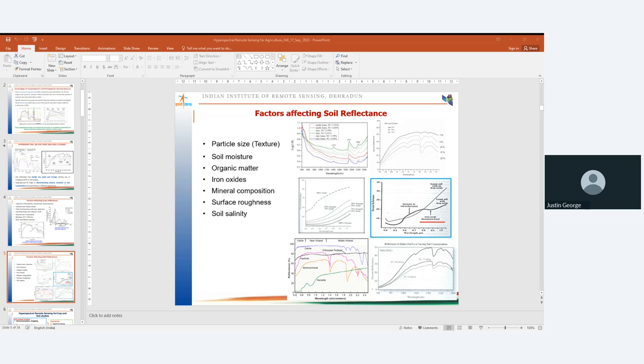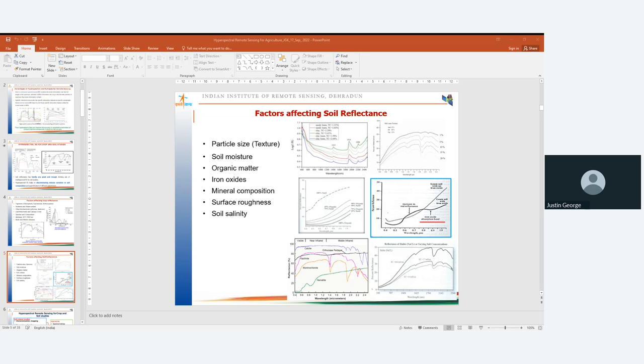And another important thing is soil salinity. Soil salinity also has an important influence on the reflectance of the soil, because with increase in the salt content, the reflectance of the soil increases. This is why the salt affected regions appear whitish, with very bright tones in the false color composites of satellite remote sensing data or airborne data.